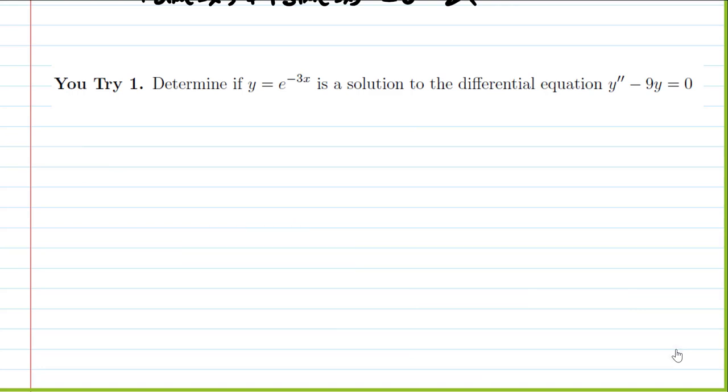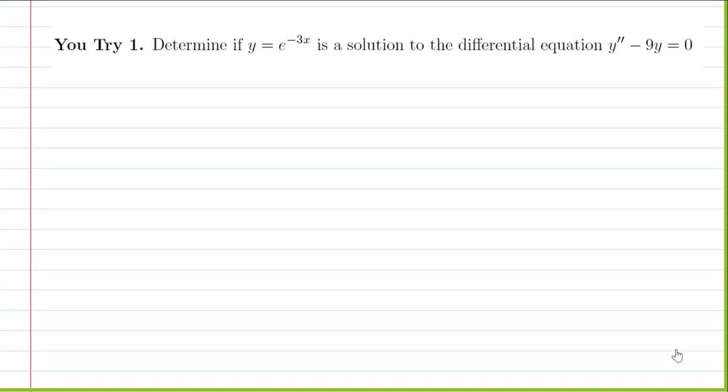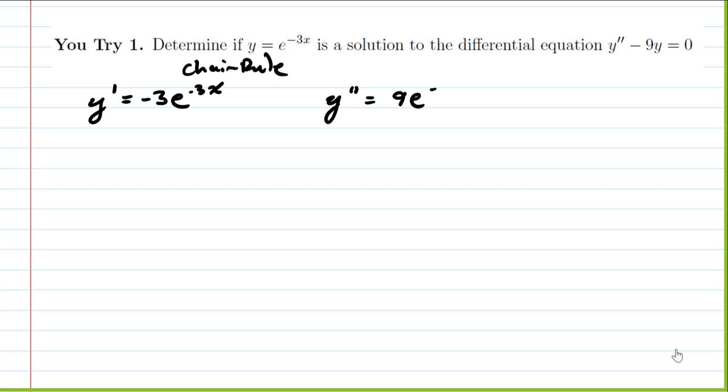All right. So let's determine if this is a solution. So when we take our derivative, the derivative of e to the negative 3x is going to be negative 3e to the negative 3x. And we get that by using the chain rule. And our second derivative, y double prime, is going to be 9 times e to the negative 3x, and that's the chain rule again, right?